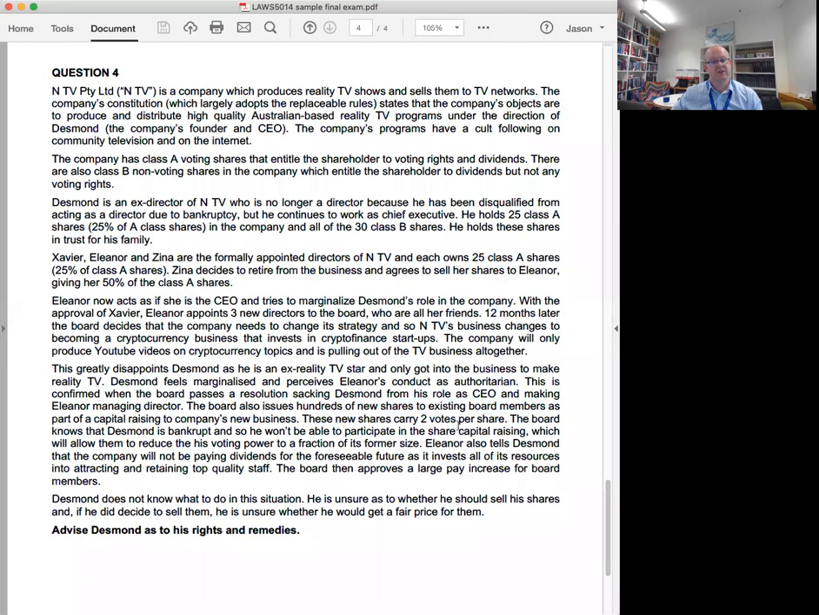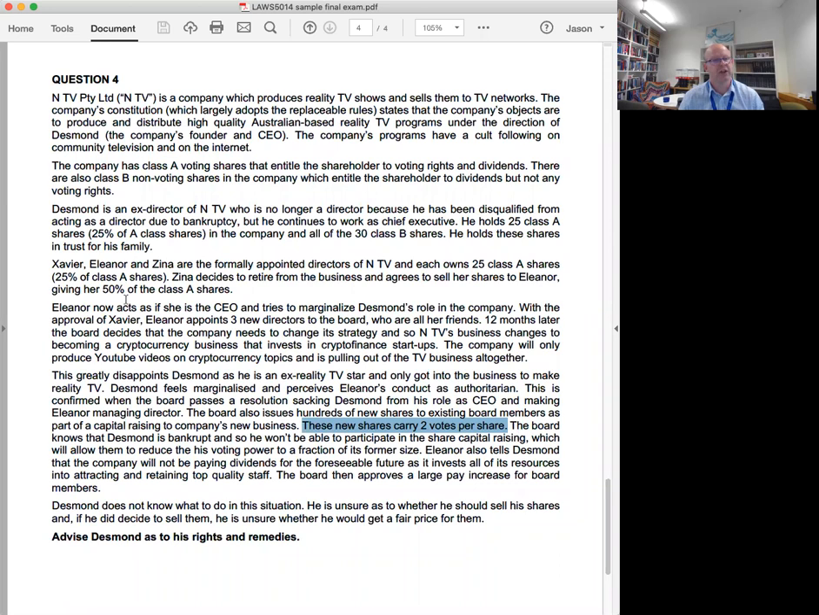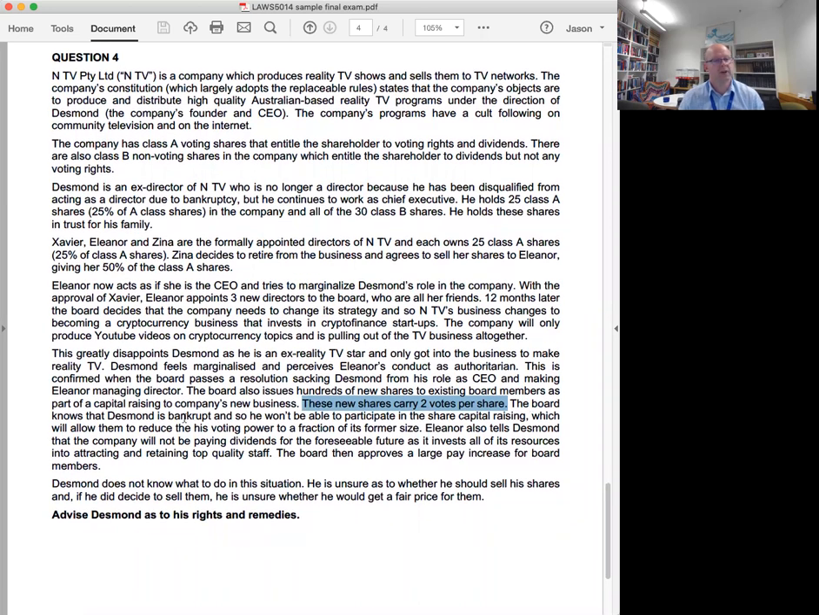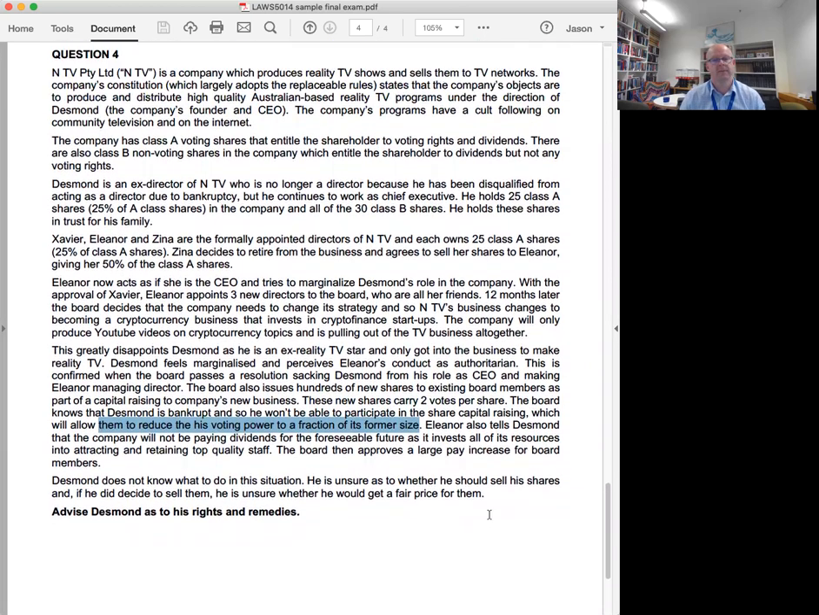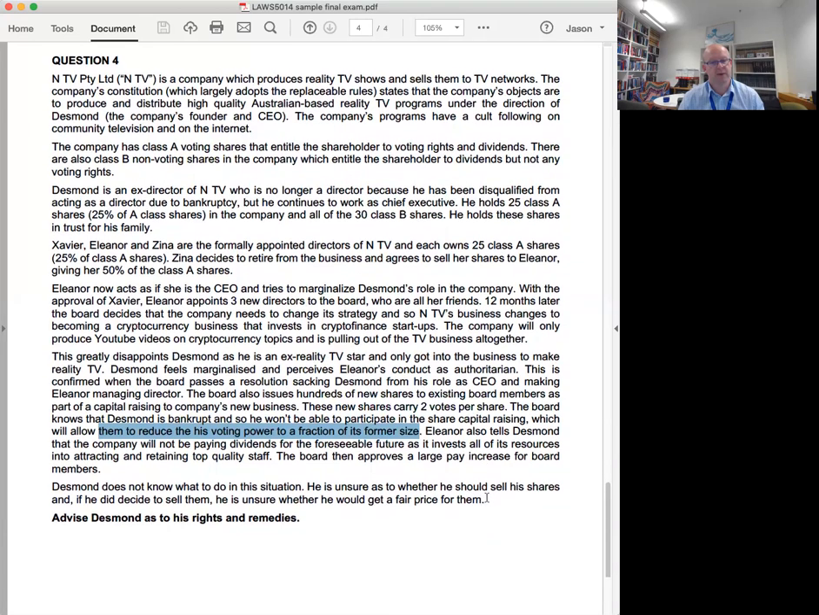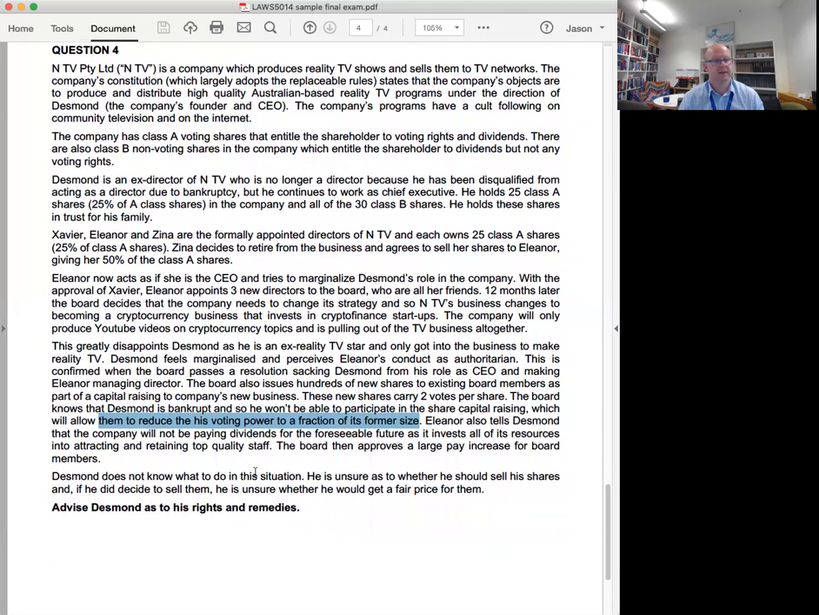These new shares carry 2 votes per share. So one of the things we should know is if you've only got one class of shares and you create a new class, that's automatically a variation of class rights. Of course, here there already were 2 classes. So we're now creating a 3rd class, which has extra voting rights. Board knows that Desmond is bankrupt, so he won't be able to participate, and they can therefore reduce his shareholding through the super voting powers, super voting shares.